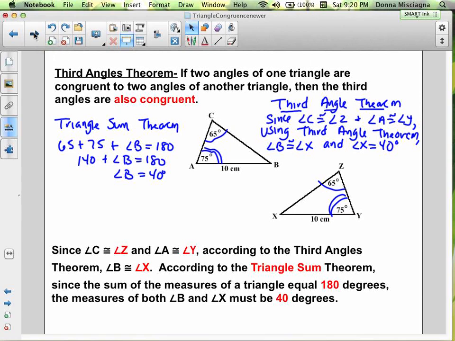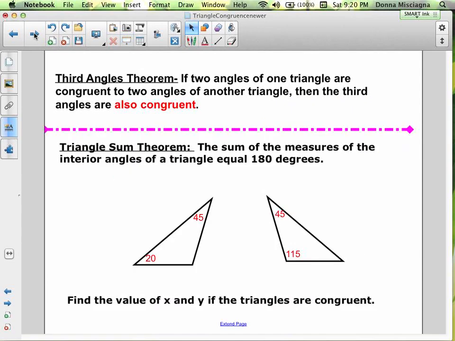All right, let's do another problem. And here we go. Third angle theorem: if 2 angles of one triangle are congruent to 2 angles of another triangle, then the third angles are also congruent. And of course we've also learned triangle sum theorem. The sum of the measures of the interior angles of a triangle add to 180 degrees. We want to find the value of x and y if the triangles are congruent. I'm sorry, I erased this, and I also erased x and y, but they went there.